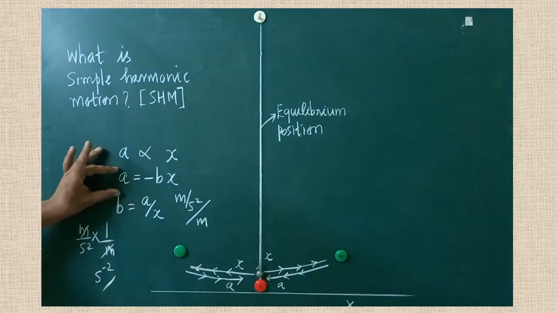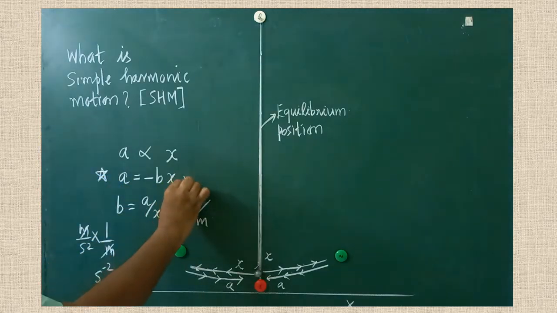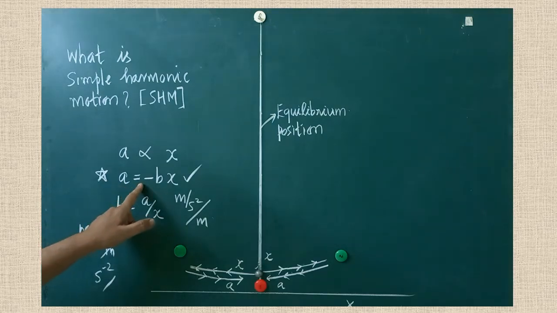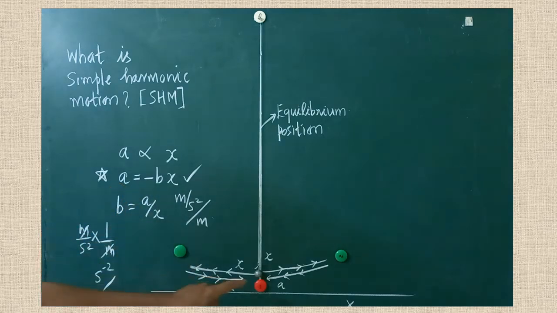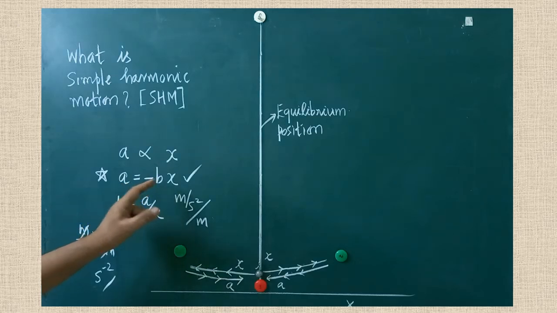So this is the very important equation. This is called the equation of simple harmonic motion. Here, since that acceleration is acting on the mass, now we can convert this A is equal to minus Bx into force form. Are you clear?